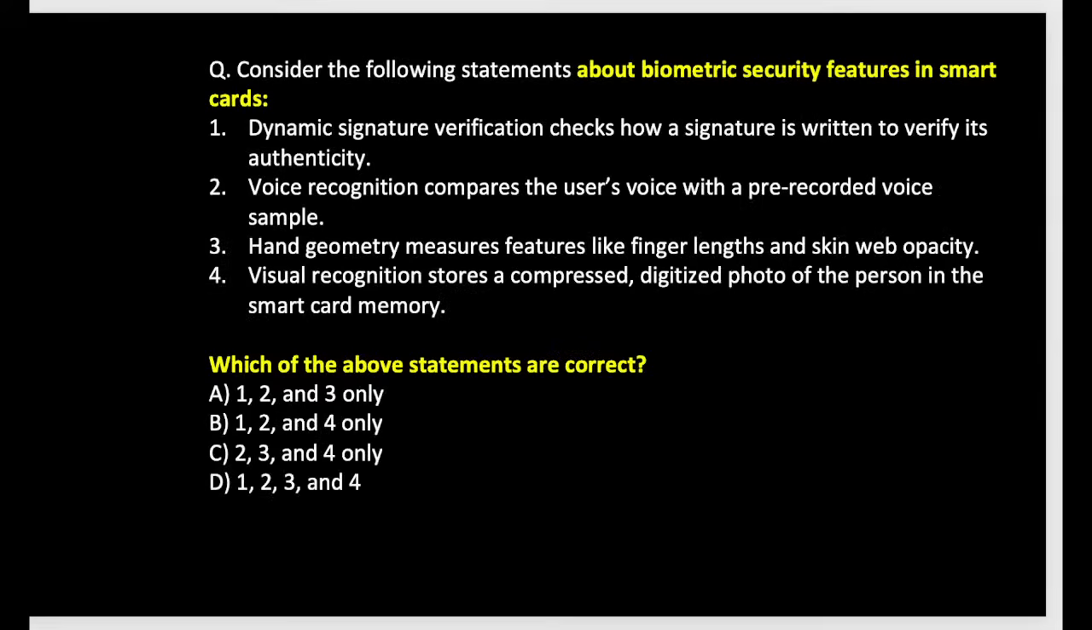Next one, guys. Biometric security feature in smart cards. Today all cards are smart cards. So you have to find out the biometric feature in smart cards.